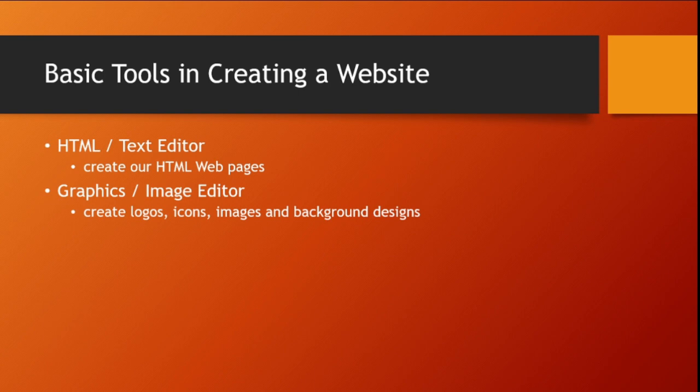Second is a graphics or image editor. This is where we will create or edit our logos, icons, and images and background patterns or designs. Third is a web browser. This is where we view the web pages that we're going to code on our text editors. Not to mention, it's also where our users will eventually look at our websites as well.